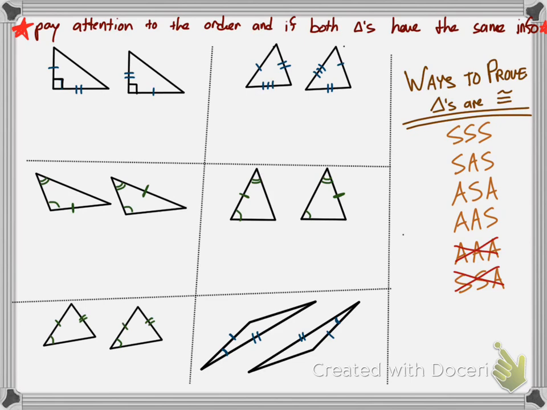So I want to start out with our first example here. We have 2 triangles. We have a pair of sides. We have a second pair of sides. And then an angle that is congruent, and that angle is included. So we could write this as side, angle, side, which is on our list to use. So check. Those 2 triangles are congruent by side, angle, side.